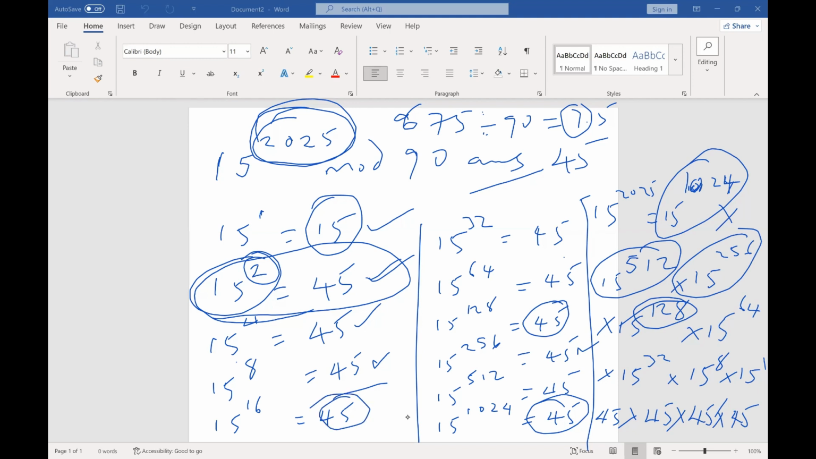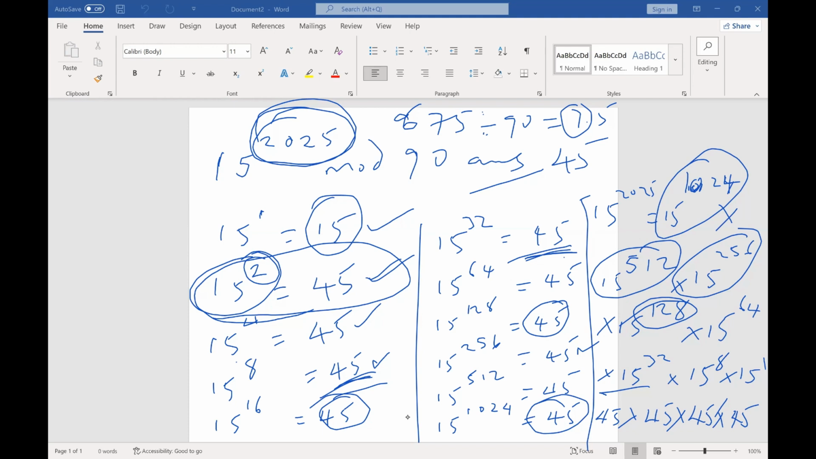Is that okay? And then times 15 raised to 32. What is that? It's another 45. 15 raised to 8, another 45. Is that okay? How many 45s do you have? The only one that is not 45 is 15 raised to 1. The rest are 45.